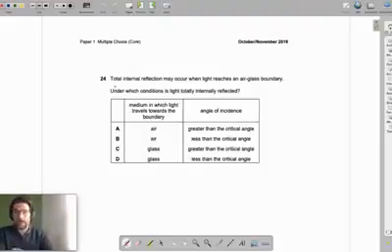Problem number 24, once again, the 20-somethings, October, November 2019, paper 1. Question goes like this. Total internal reflection may occur when light reaches an air glass boundary. Now, I'll stop here to clarify something.